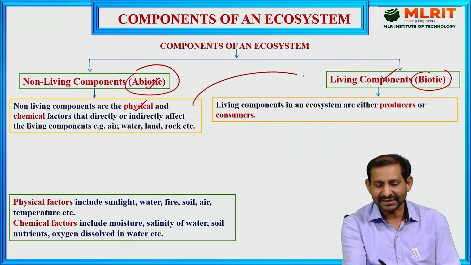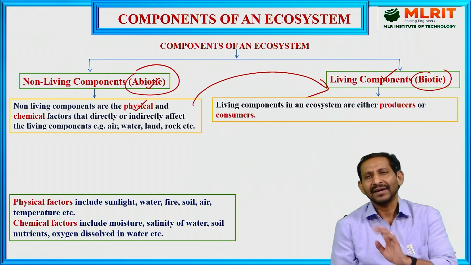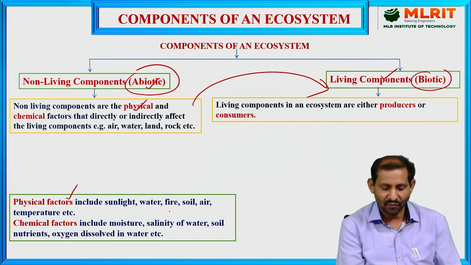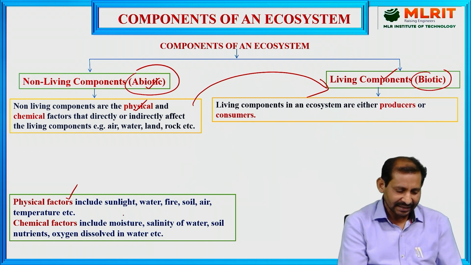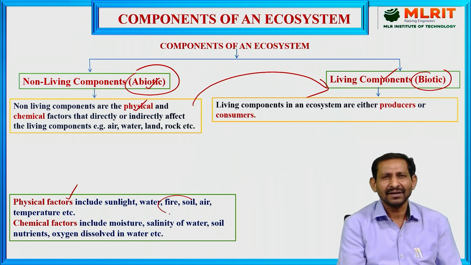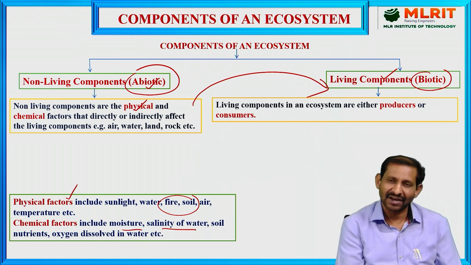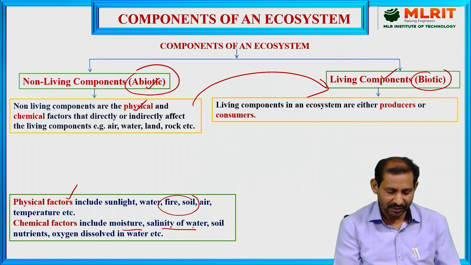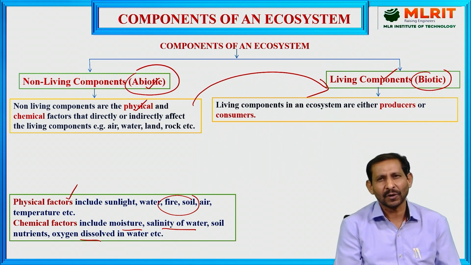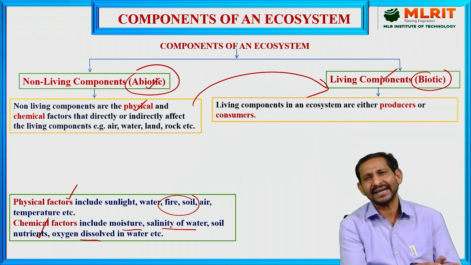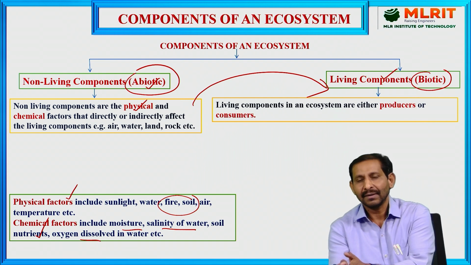This will affect the living components. Here the physical factors, majorly sunlight, water, soil, and temperature, come under physical factors. Chemical factors are moisture, salinity of water, salt present in the water, oxygen dissolved in the water, and nutrients present in the water. These come under chemical factors. These physical and chemical factors directly or indirectly affect the biotic components.